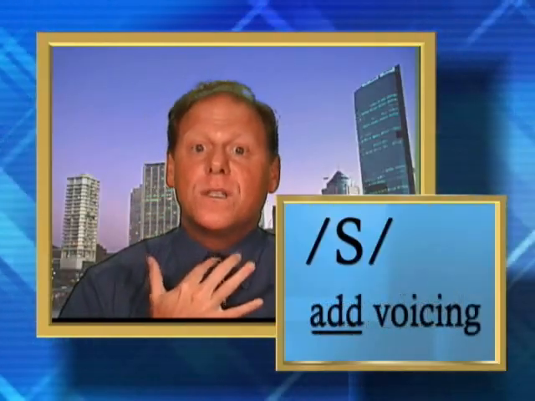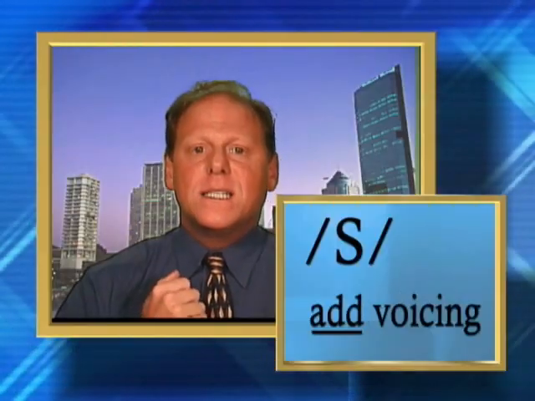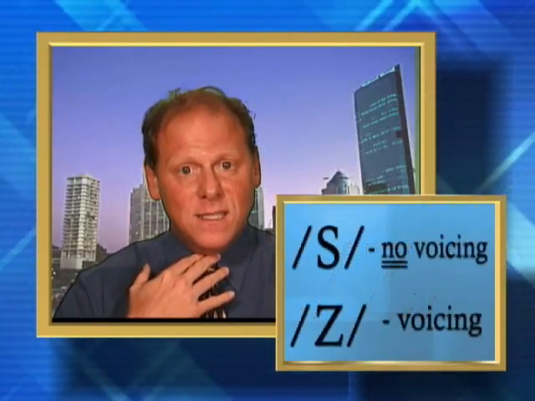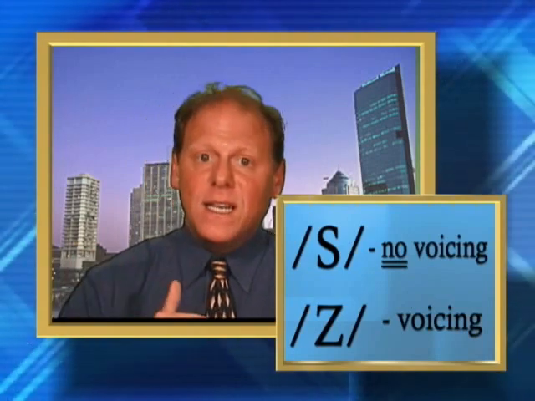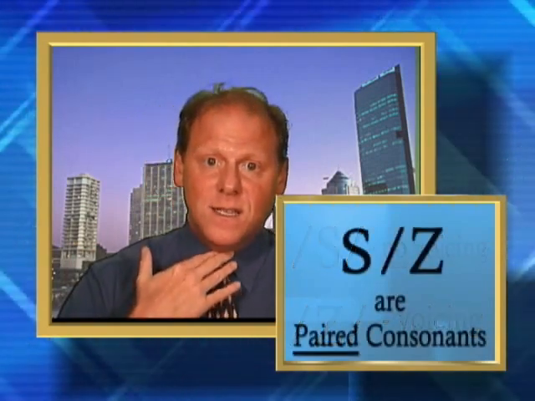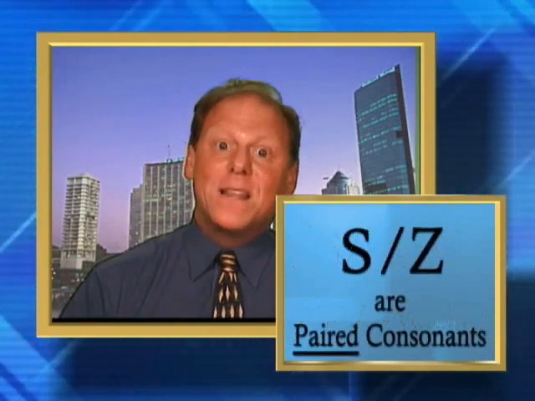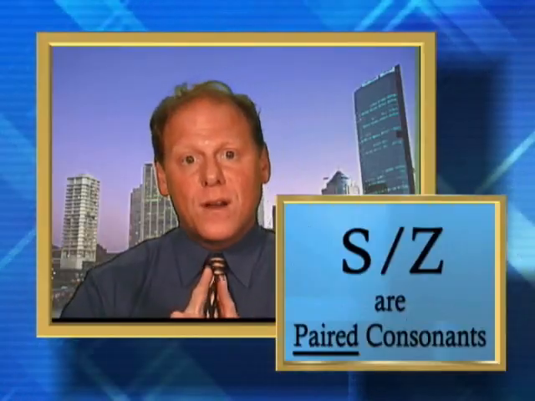Now what would it be if you didn't change a thing, you just added voicing? What would the S sound become? Z. It would become a Z sound. So S has no voicing. Z has voicing. So we say the S sound and the Z sound are also paired consonants.